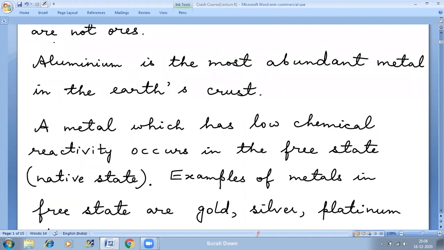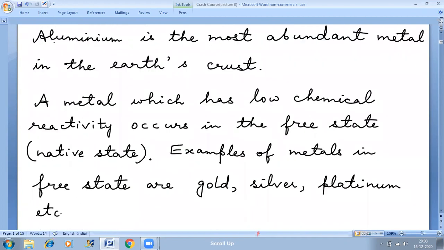Okay. Now, a metal which has very low reactivity. Last time we discussed the reactivity series. So if you look at the bottom of that series, towards the bottom or towards the end of that series, you will find metals like gold, silver, platinum, and copper. So a metal which has a low chemical reactivity occurs in nature in the form of native metal or a free state of metal. What is the meaning of native state or free state of a metal?